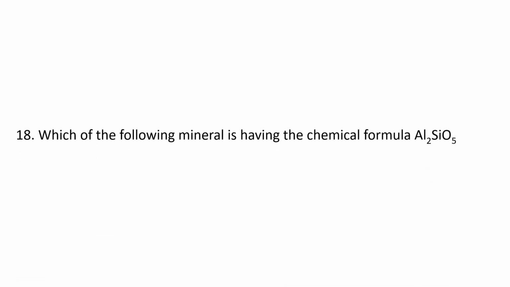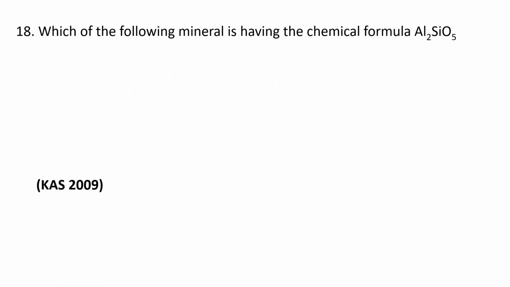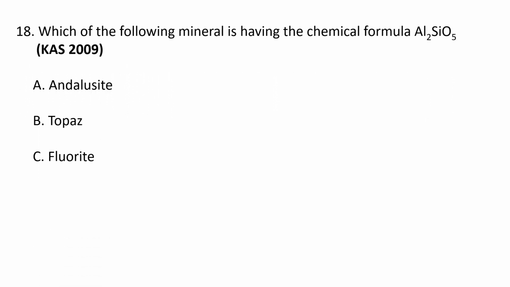18th question. Which of the following minerals is having the formula Al2SiO5? A. Andalusite, B. Topaz, C. Fluorite, and D. Barite. So answer is A. Andalusite. So andalusite, kyanite, and sillimanite, they are the trimorphous forms of aluminosilicates.